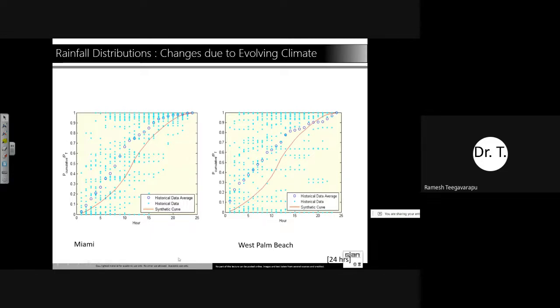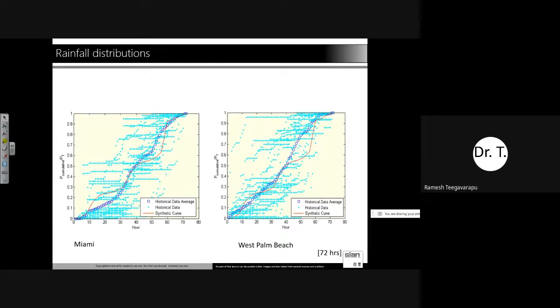So you can see that this is a synthetic distribution which is provided by a local agency, and this is what we see based on the climate, the new climate. So again, there are so many changes that we need to readdress these curves. That means reevaluate these rainfall distribution curves under evolving climate.